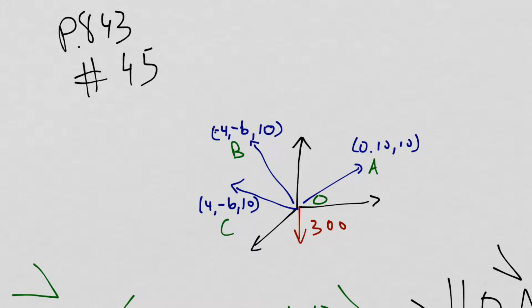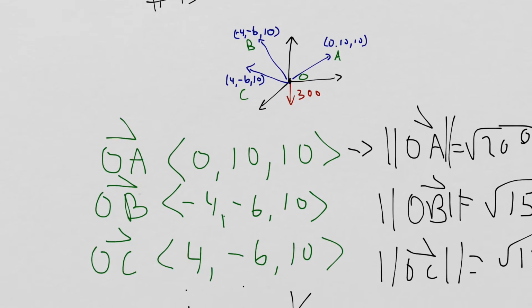Alright class, here's number 45. So this is the setup here. We have a vector going from the origin to A, from the origin to B, from the origin to C, and they're holding up this 300-pound weight. So the first thing you need to do is make vectors. Since they're all starting at the origin, the vectors are actually really easy.